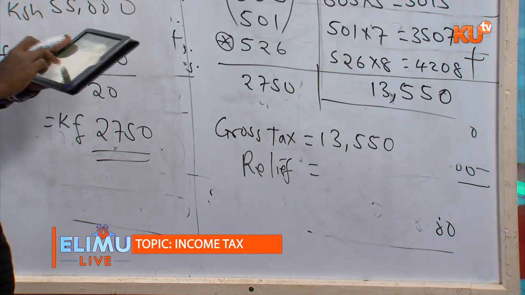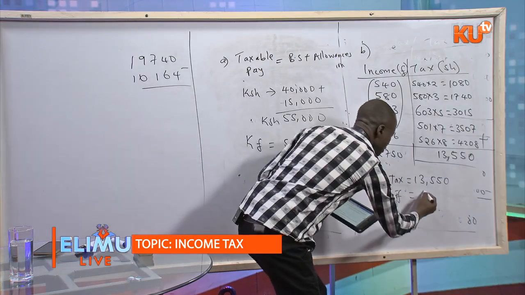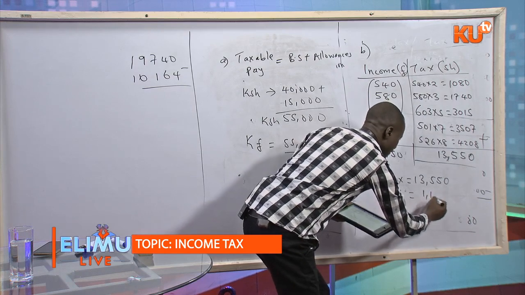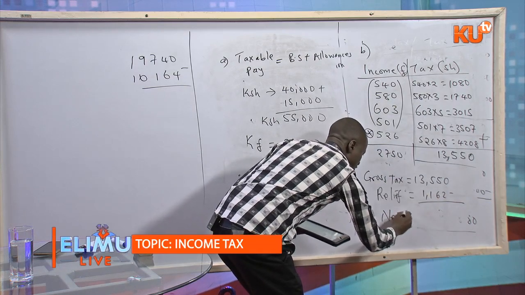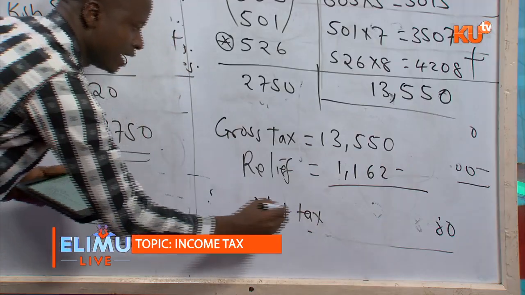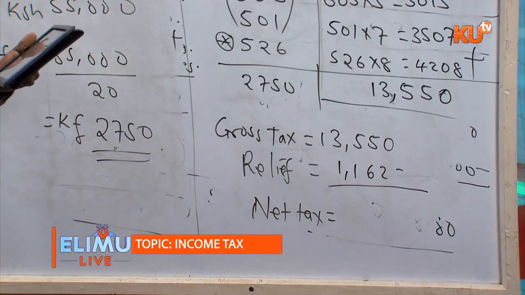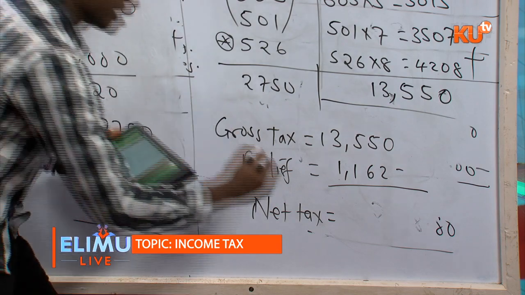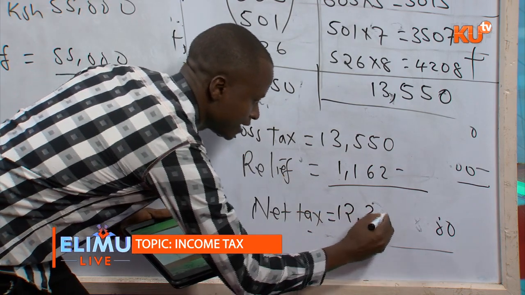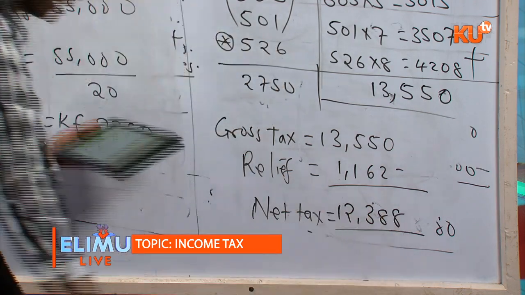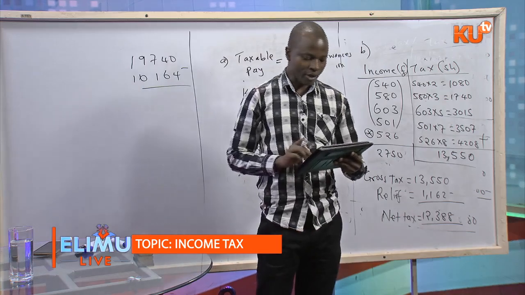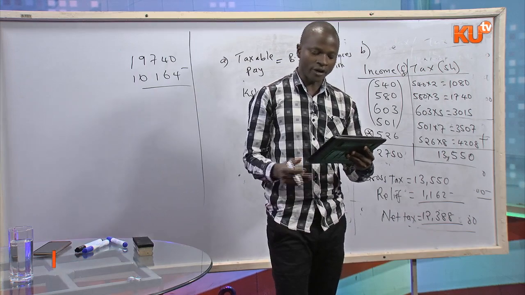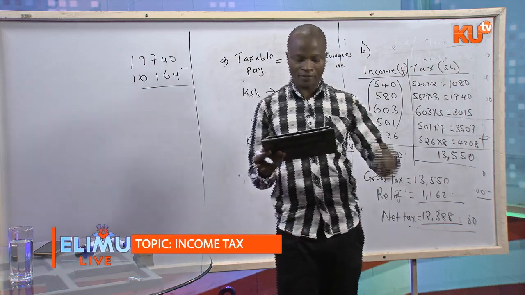So we take 1162, subtract, then we get the net tax or the PAYE. If you subtract those two, what do you get? You get 12,388 Kenyan shillings. So that is how much tax this employee pays per month.